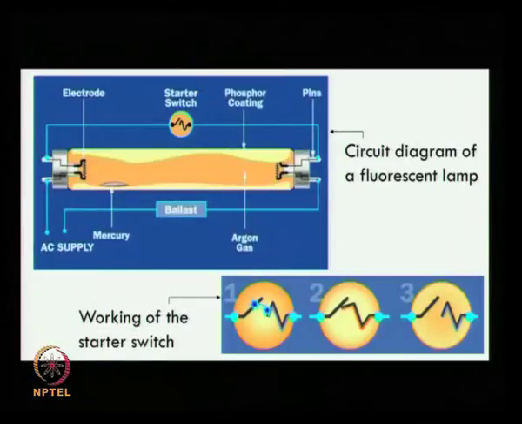When turned on, current first flows through the starter circuit, through a small arc through a bimetallic strip. This current generates a magnetic field in the ballast and heats up the filaments, emitting electrons. After a while, the strip cools down and gets disconnected.